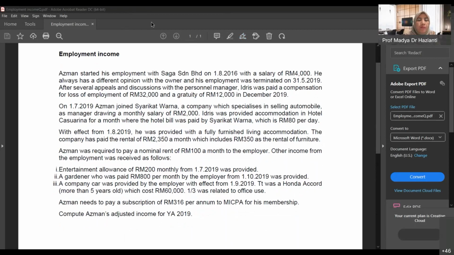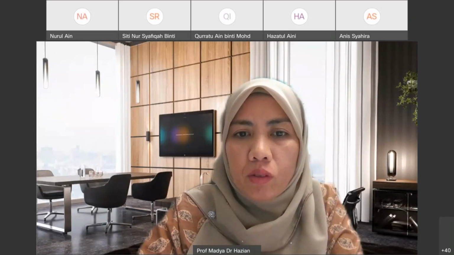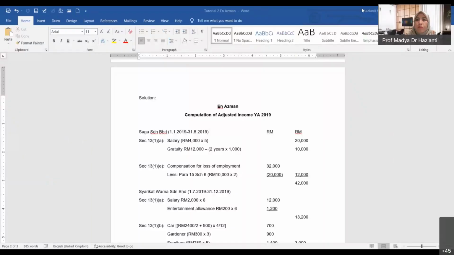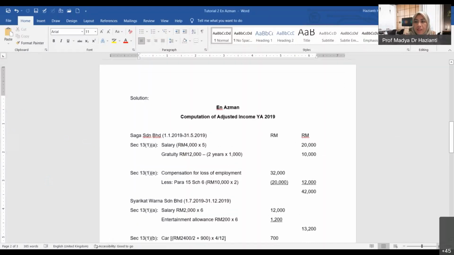Kita tengok satu-satu. So you keep the question sebelah and then I have the solution ni dalam Word. This one. Okay. Boleh nampak? So you can check your answer dekat sini. Right, so what we have here is satu, dia tadi kerja dengan dua company. So when you have two company, you cannot combine the salary, kena asingkan. Right, so here, with Saga Sdn Berhad, he works from Jan 2019 until May 2019.